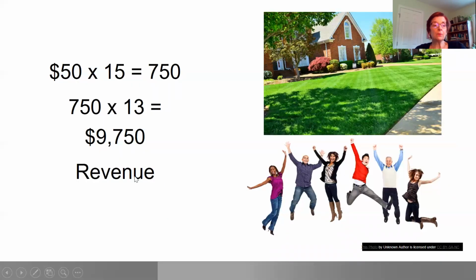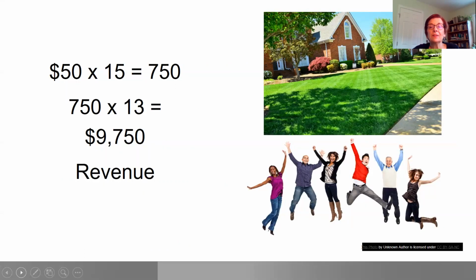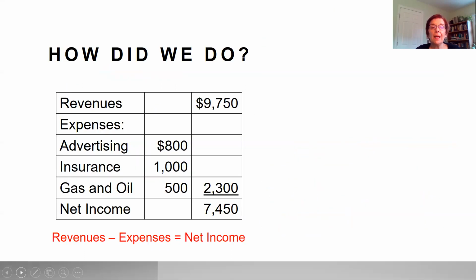Okay, so we're done with the first quarter. We want to know how we did. How did we do? All right, let's check it out. So this is a summary of how we did in the first quarter. So we had revenues of $9,750. Remember, we calculated that right here, right? $9,750 in our revenue. And we have those three expenses, our advertising, our insurance, and our gas and oil.